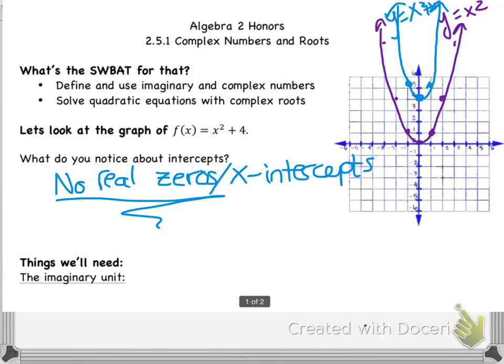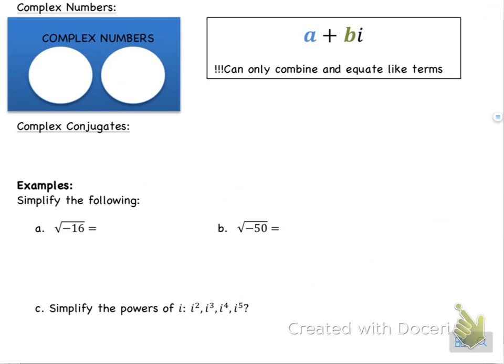For this unit, we're going to need the imaginary unit, and that is where all of the imaginary numbers come from. We call that i, and i is equal to the square root of negative 1. So anytime you see the square root of negative 1, simplified, you make it equal to i. Super easy.